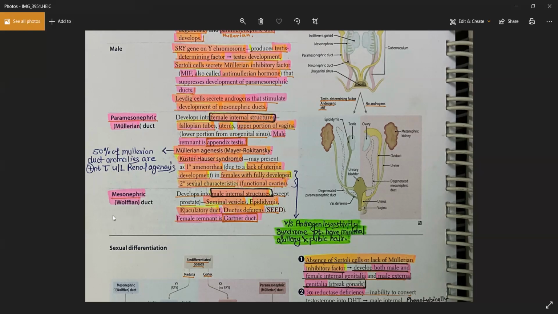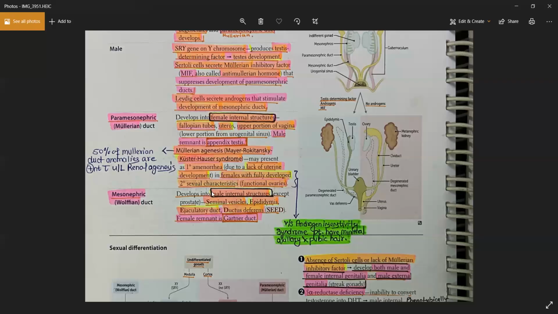Similarly, the Wolffian duct forms all the structures after the testis: the seminal vesicles, epididymis, ejaculatory duct, and the ductus deferens. If you go in order, you will find first the epididymis, then the ductus deferens, then the seminal vesicles, and at the end the ejaculatory duct. These structures are all formed by the Wolffian duct.